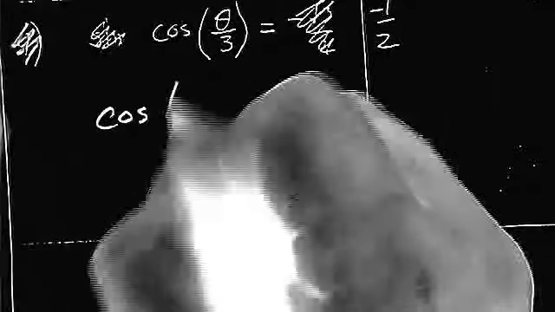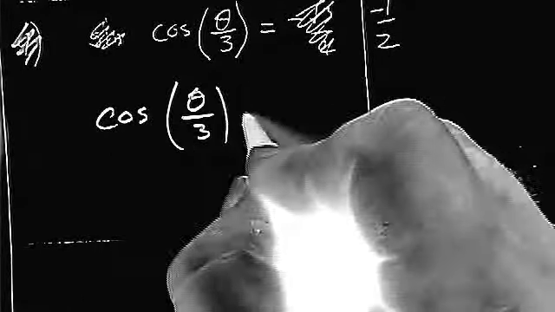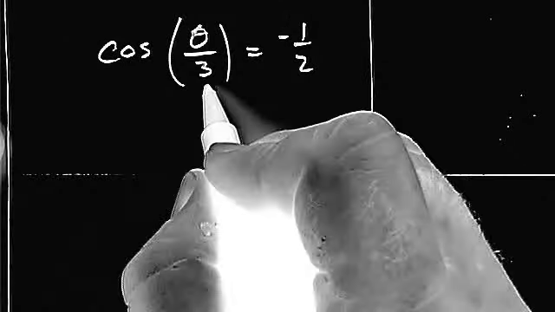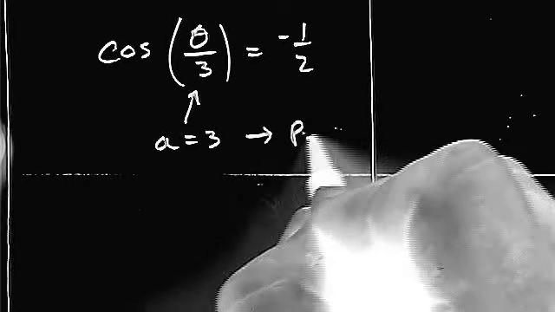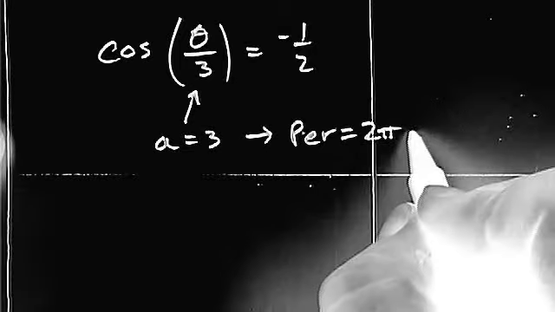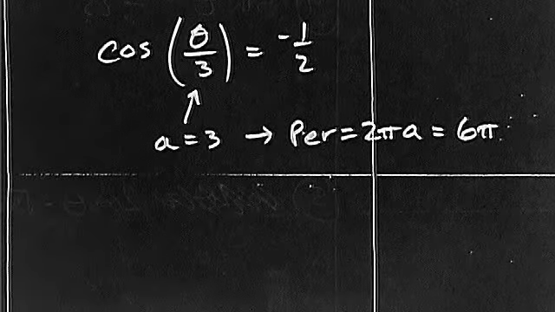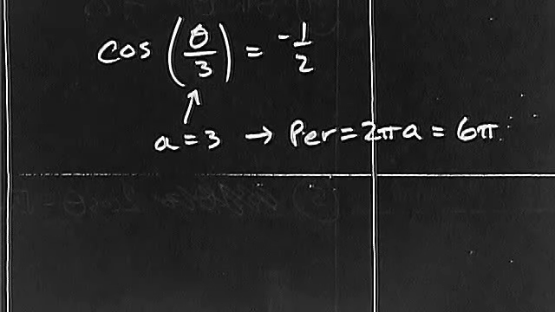Sorry, I'll rewrite it so it looks halfway decent. Cosine theta over 3 equals negative 1/2. Okay. It looks like we did a stretch, right? A is equal to 3, so that means the period of the function has gone from 2 pi to now 6 pi, right? Because you stretched it by a factor of 3.